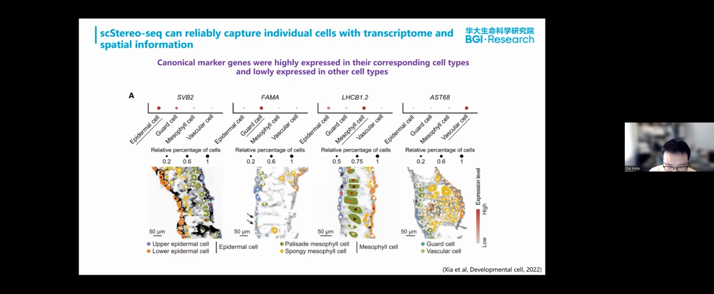We further validated the reliability of the 4 cell types by detecting the expression of previously reported canonical marker genes in each cell type. We found that these genes were highly expressed in the corresponding cell types and lowly expressed in other cell types. For example, canonical marker genes for guard cells were spatially expressed in guard cells. This result demonstrates the reliability of cell type identification using the single cell method of Stereo-seq.